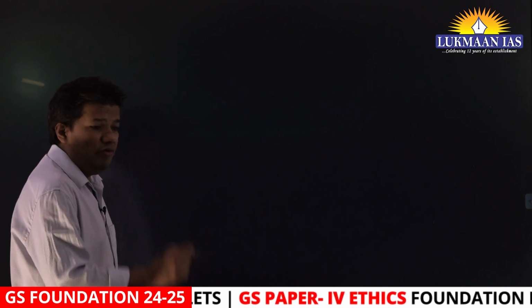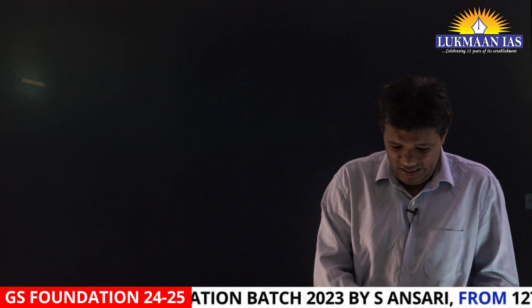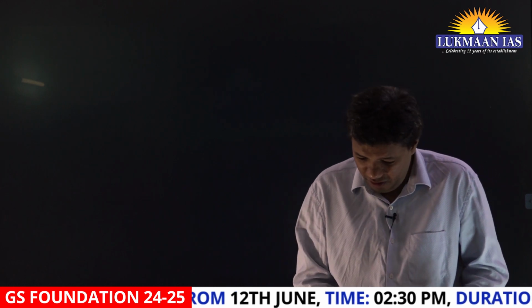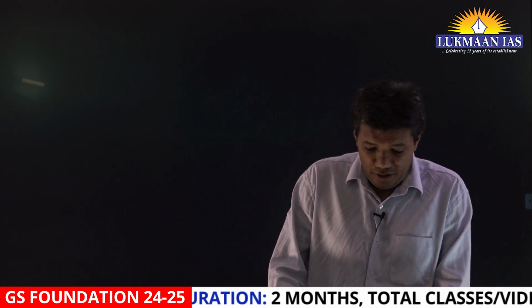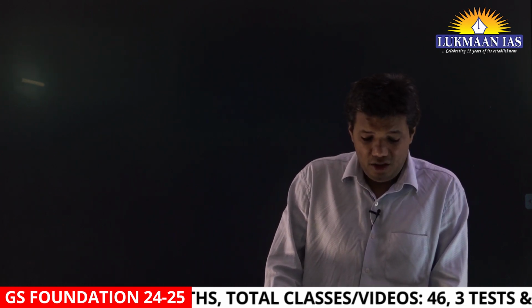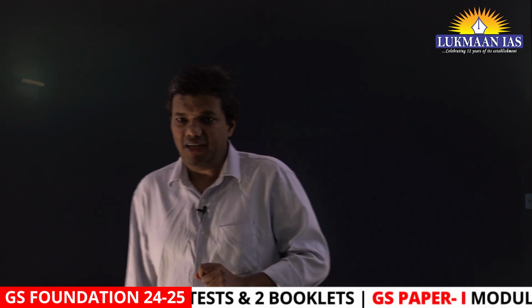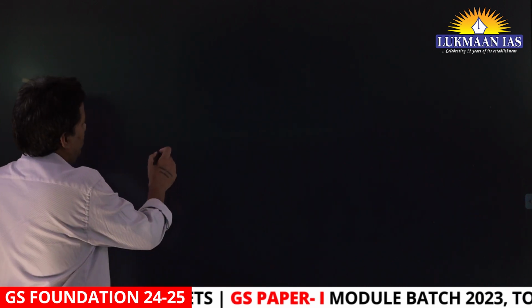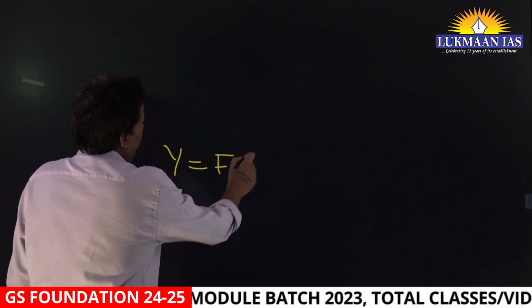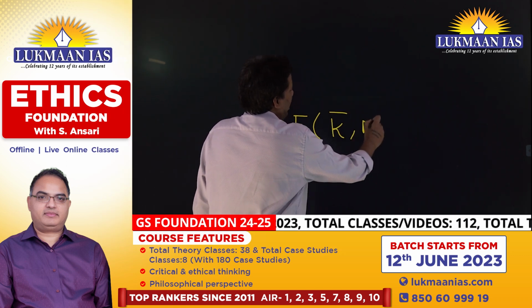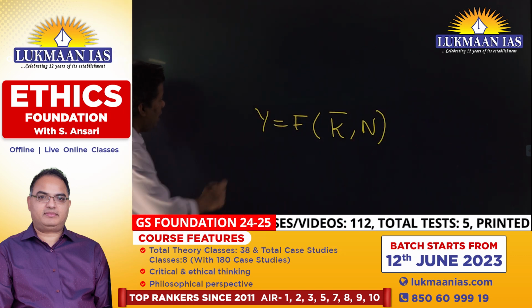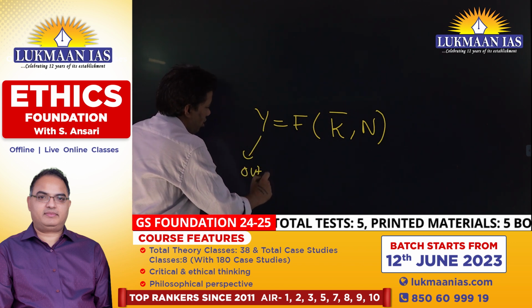Okay, what it means. You can please write the definition of production function. Let me give you the official definition. You can write: production function summarizes the relationship between total inputs and total outputs given a technology, right? So what is the function? This is the function: Y is equal to F(K bar, N). Here Y is the output.